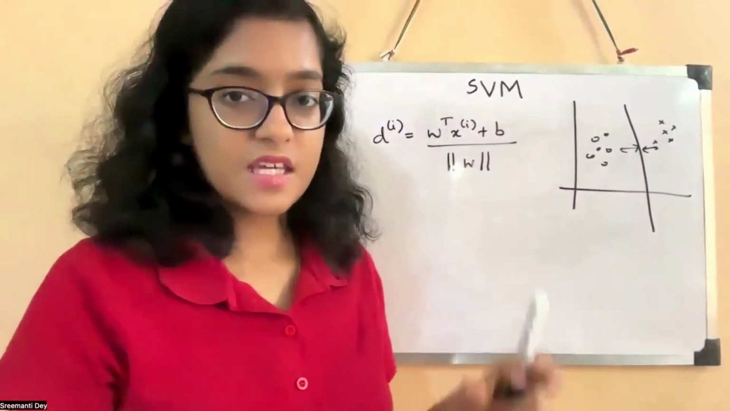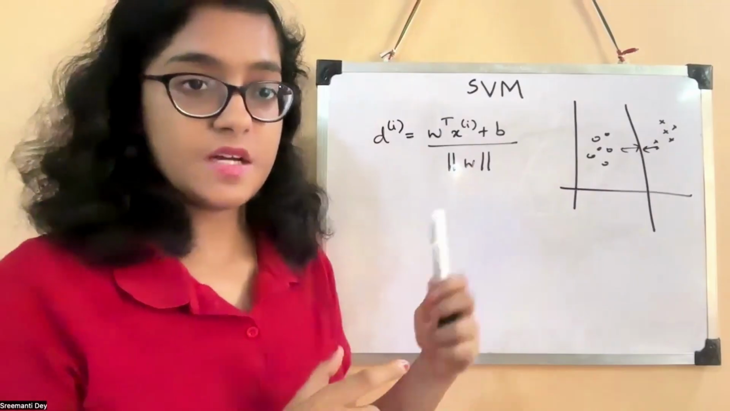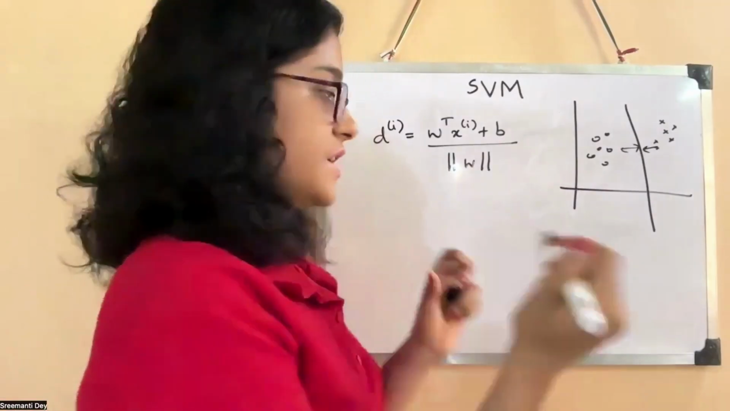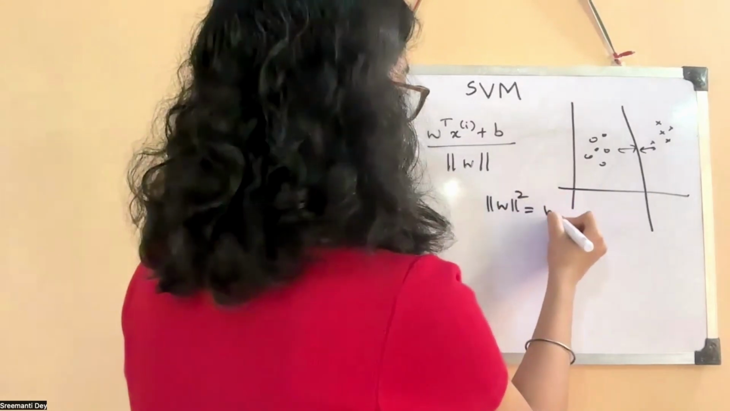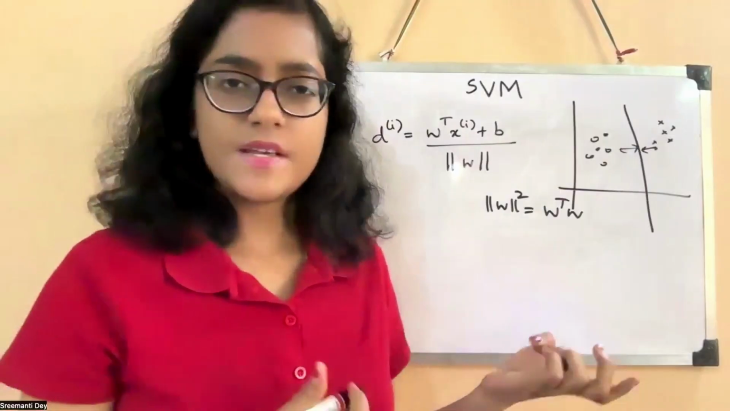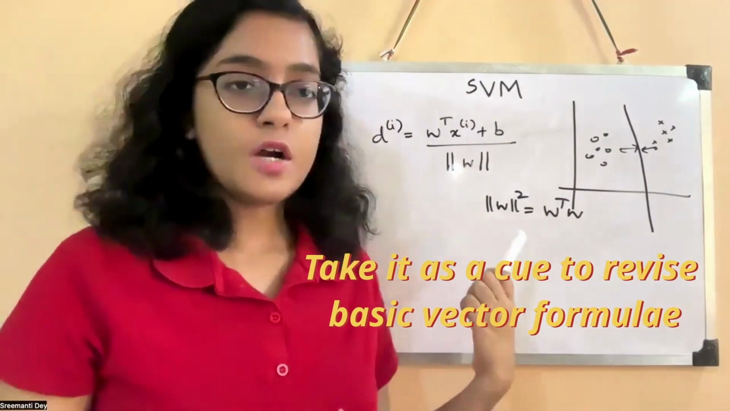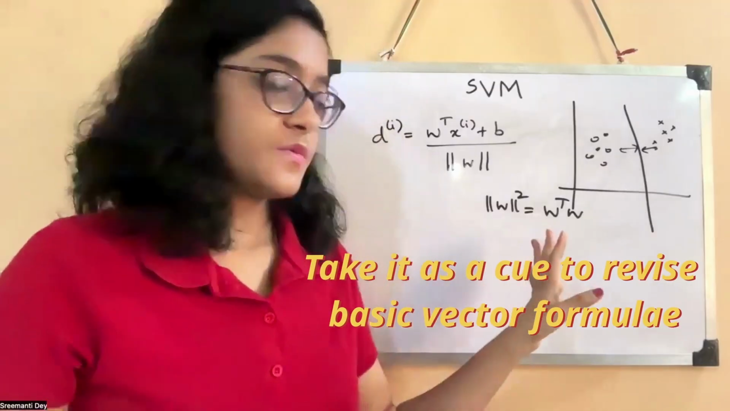Let's keep this for now. So we are going to try to minimize this mod W. One more thing is very important here. Mod W square is going to be W transpose W. I hope you know this, it is basic vector algebra. So we are going to use W transpose W here.